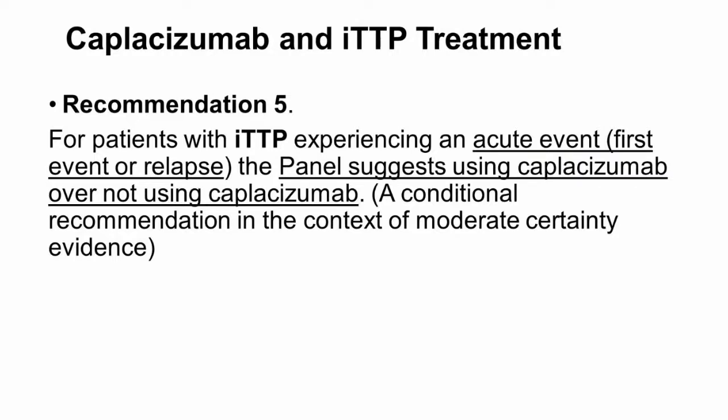Recommendation 5 addresses the newest treatment, Caplacizumab in iTTP. For patients with iTTP experiencing an acute event, a first event or relapse, so it's not differentiated in the guidelines, the panel suggests using Caplacizumab over not using Caplacizumab. This is a conditional recommendation in the context of moderate certainty evidence.